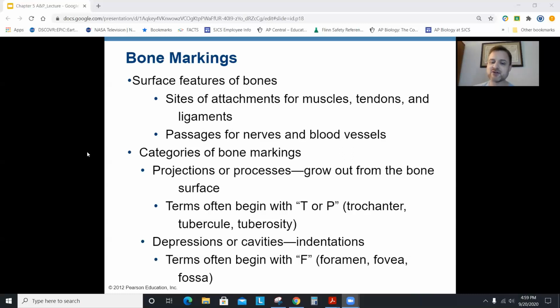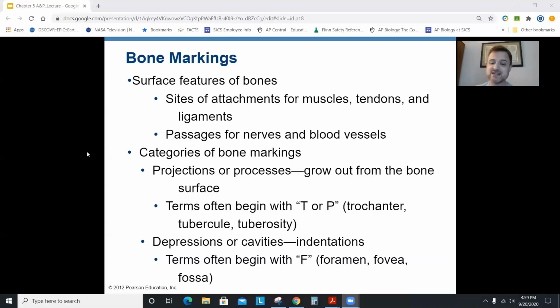Depressions or cavities are holes or indentations. These typically begin with the letter F, like a foramen or a fossa. That big hole at the bottom of your skull where your spinal column comes into your brain, that's a hole, that's a foramen. It's called the foramen magnum because it's a big hole in your body. Things that begin with F's are usually holes or depressions.